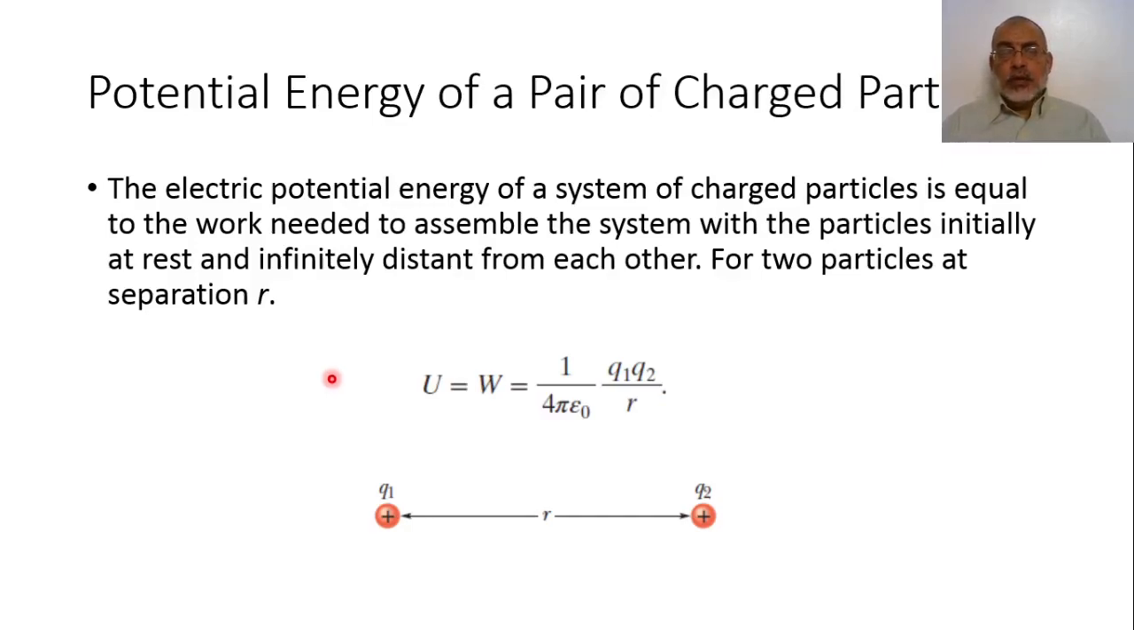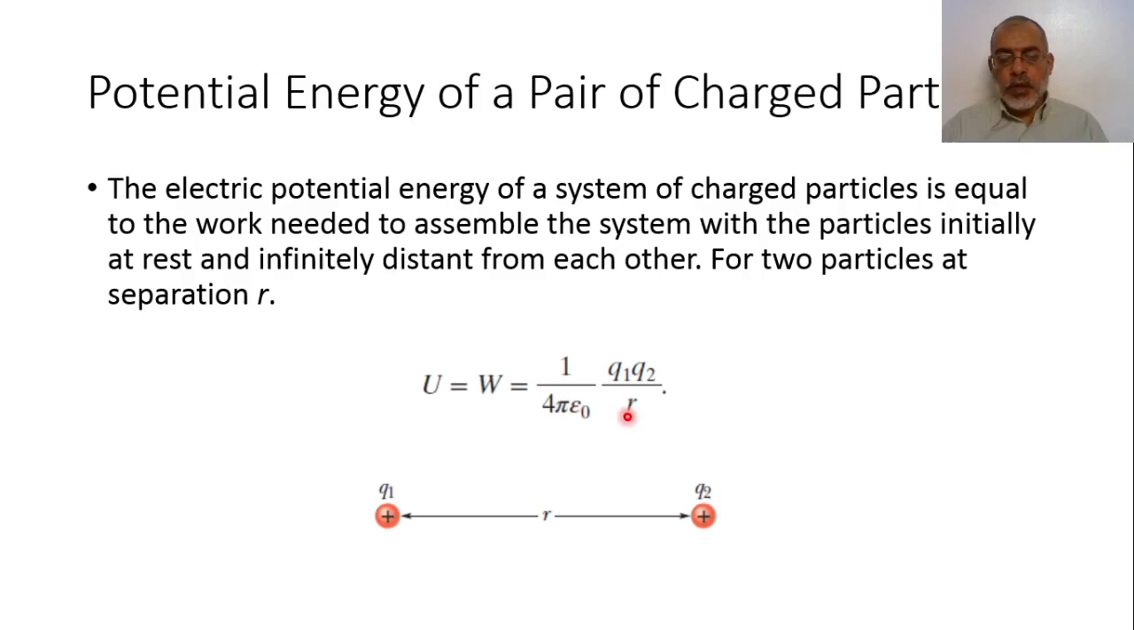Let us return to point charges once again. Assume that I have a point charge Q1, and I have brought another charge Q2 from infinity to a position at a distance r from Q1. We know that Q1 introduces an electric potential around it, which equals the magnitude of Q1 over 4π epsilon naught r.